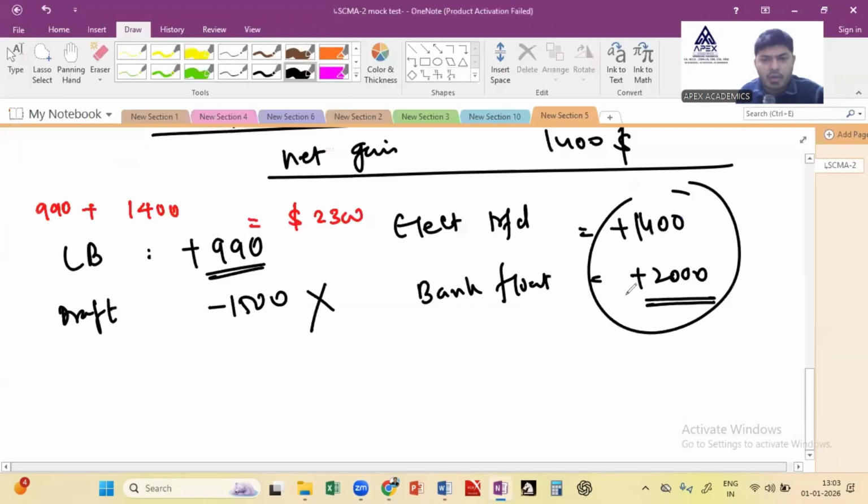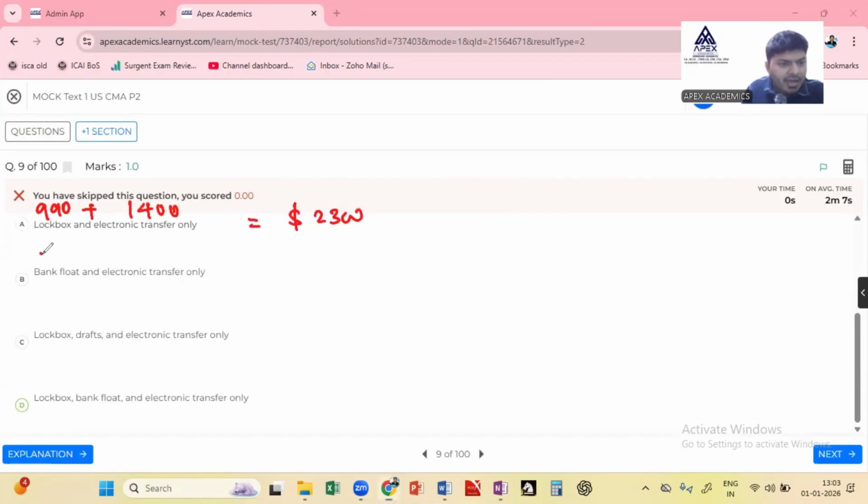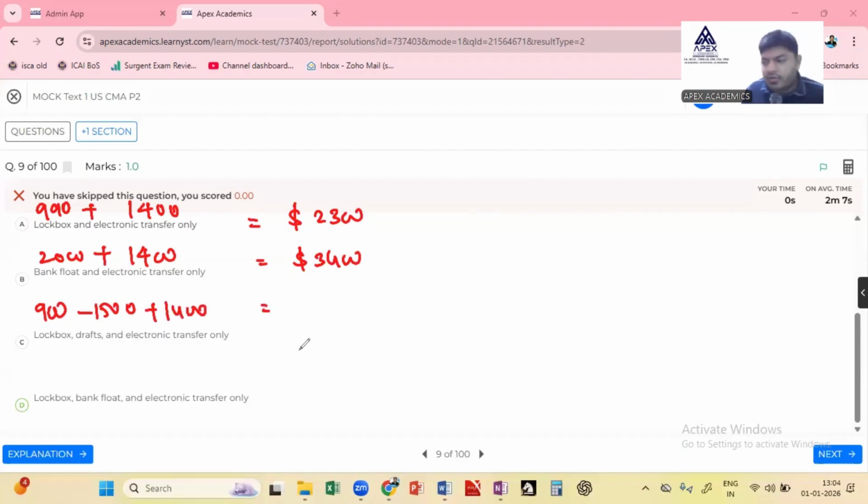They are saying bank float. How much is bank float? 2,000. Bank float is 2,000. And electronic transfer is 1,400. What is the income over here? 3,400. Now third option. They are saying lockbox 900. Draft is minus 1,500. And electronic transfer is plus 1,400. Oh, it's not 900, it's 990. I'm so sorry. Let me just correct it.